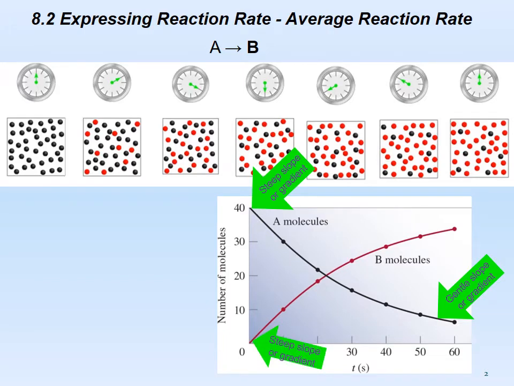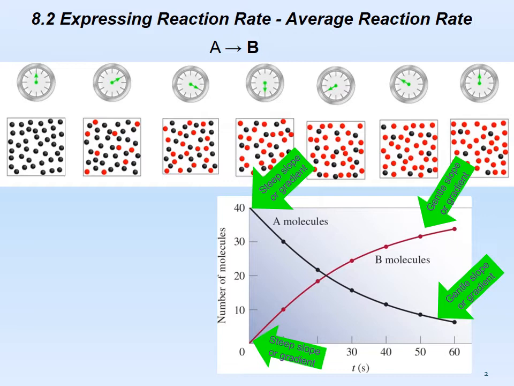Over time, since some A has already been converted into B, less A is present to be changed into B. Thus, the rate of formation of B is slower. This is denoted by the red graph having an increasingly gentle or less steep slope or gradient beyond time zero.